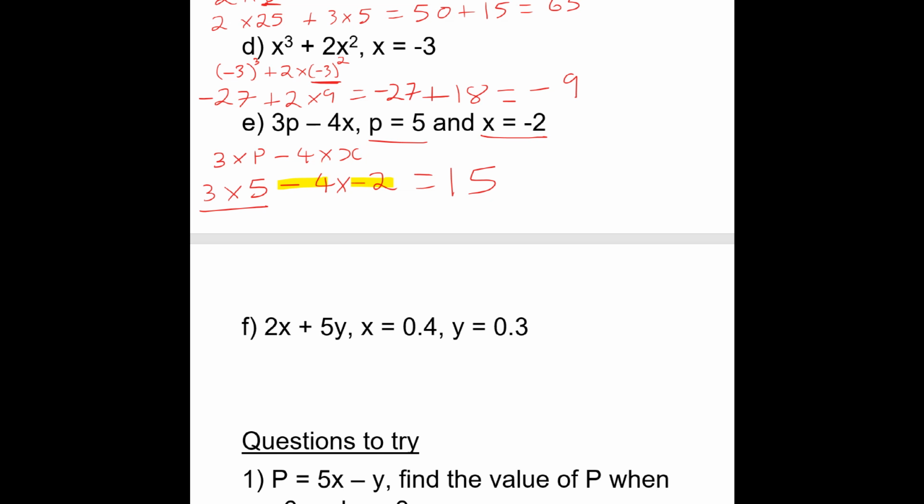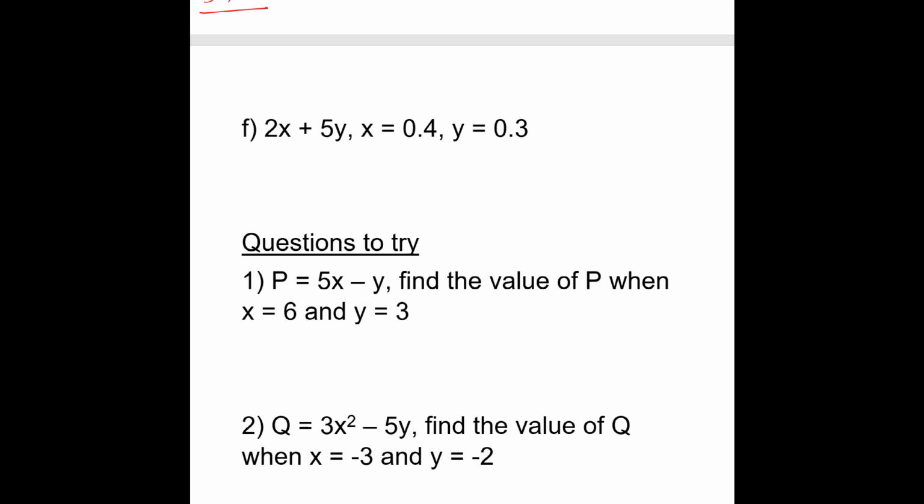If you're taking away 4 times minus 2, you can think of it as minus 4 times minus 2. Now, when the signs are the same and we multiply, the answer is a plus. So we have plus 4 times 2, which is 8. This gives us a final answer of 23.